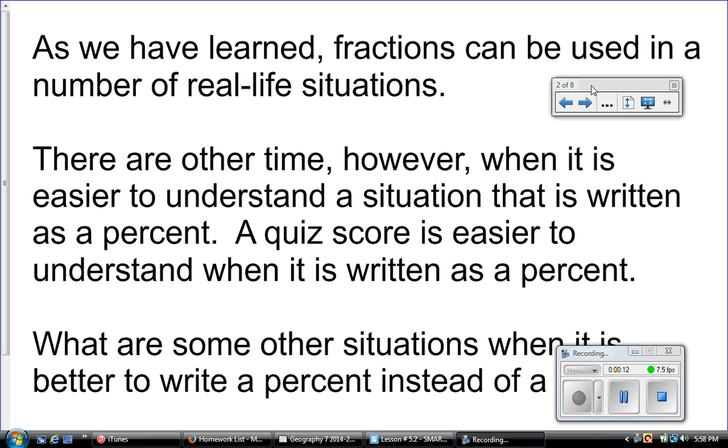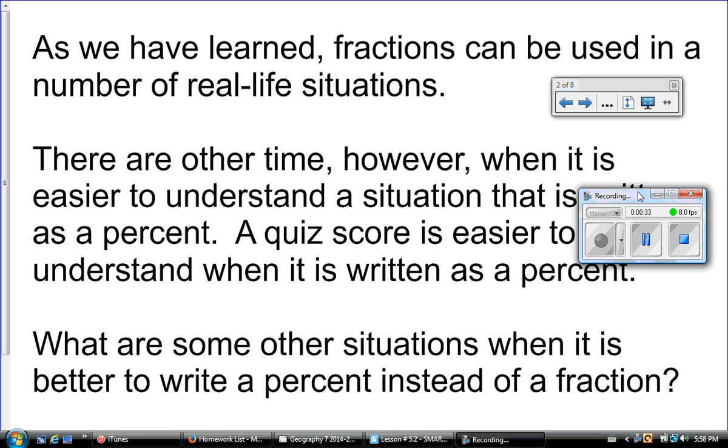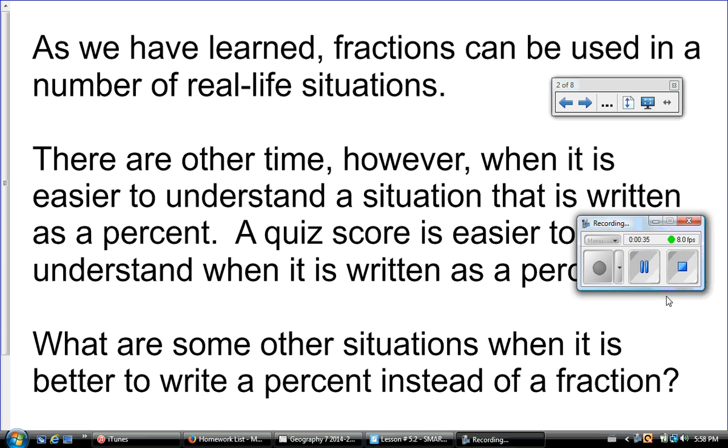As we have learned, fractions can be used in a number of real-life situations. There are other times, however, when it is easier to understand a situation that is written as a percent. For example, a quiz score is easier to understand when it is written as a percent. Now, here's a question for you to think about, and then we'll discuss it in tomorrow's class. What are some other situations when it is better to write a percent instead of a fraction?